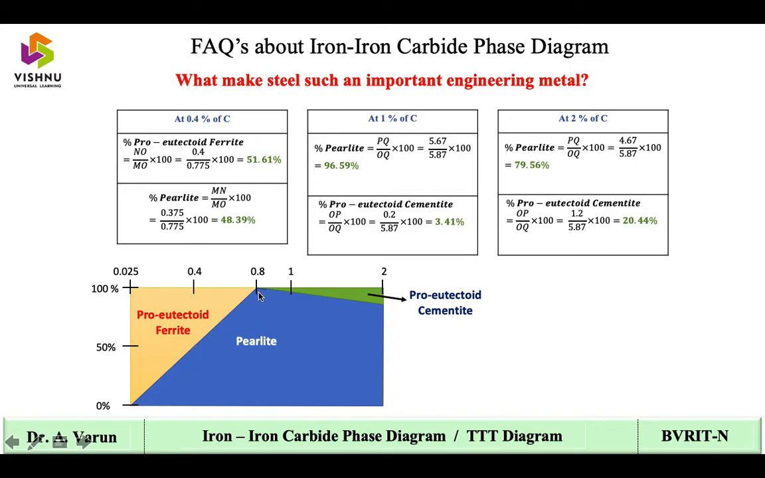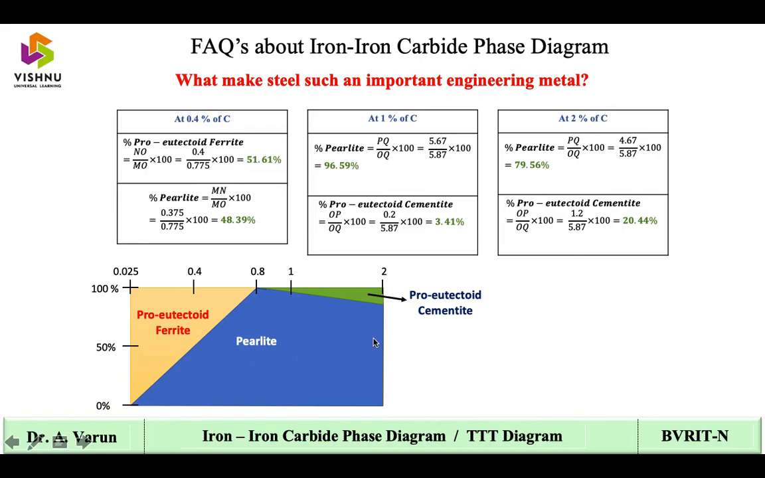So this is where you'll get. And at 0.8 obviously 100% pearlite, right? Then at 1 percentage of carbon, pearlite is 96.59 and the remaining 3.41 is proeutectoid cementite, like you can see here. And at 2 percentage of carbon you have proeutectoid cementite 20.44 percent, and then you have the pearlite 79.56 percent, right? So this shows that we have quite different variations that are possible with respect to ferrite, pearlite and cementite.